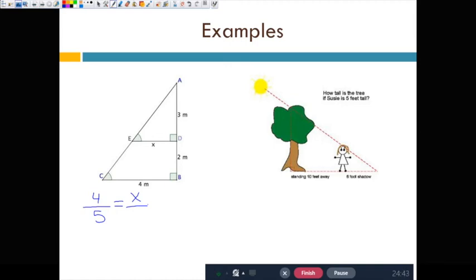Then on my side here, what am I going to have? What's my side length for my small triangle? 3. So then I'm going to cross multiply 5 times x and get 5x, and 4 times 3 and get 12. Divide by 5, and what's 12 divided by 5? 2.4 meters.